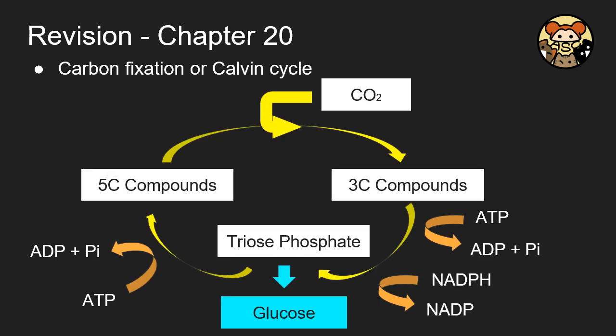So let's use a graph to understand what is happening. So the carbon dioxide will bind with the 5C compound to form two 3C compounds. This is the first part, and then this 3C compound will be converted to triose phosphate at the expense of ATP and also NADPH. And then the triose phosphate will be converted to glucose. However, a lot of them will be converted back to 5C compound in order to accept the carbon dioxide again. And the conversion of triose phosphate to 5C is also at the expense of ATP.